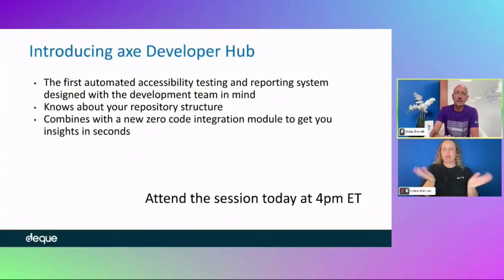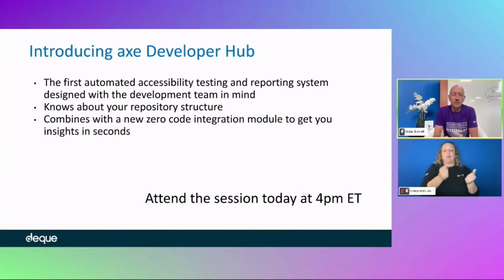So firstly, I'd like to announce something I'm really excited about. If you attended the keynote with Preeti, you would have heard that she's also very excited about this. And the reason we're excited is it's really the first accessibility testing and reporting system designed with the dev team in mind. And what do I mean by that? What I mean by that is it really solves some of the problems that dev teams need to solve.